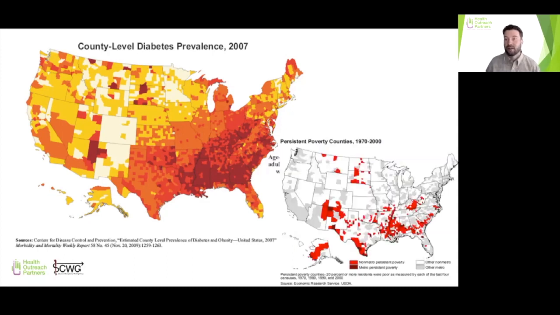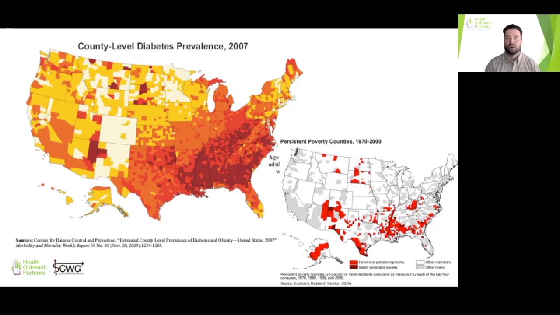To explain this a little further, or to look at another map, we can see that persistent poverty, so that means counties where 20% or more of residents are living in poverty across 4 decades, so from 1970 to the year 2000. All these counties that are in red and dark red, these are counties experiencing persistent poverty decade after decade. And so if you were able to put these maps one on top of another, you can see that there's definitely a correlation here, that these counties with persistent poverty are also experiencing higher rates of chronic disease, or in this case, of diabetes.